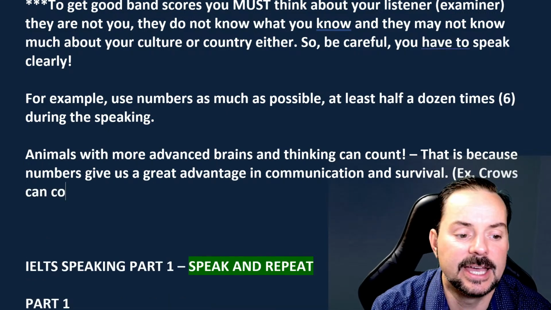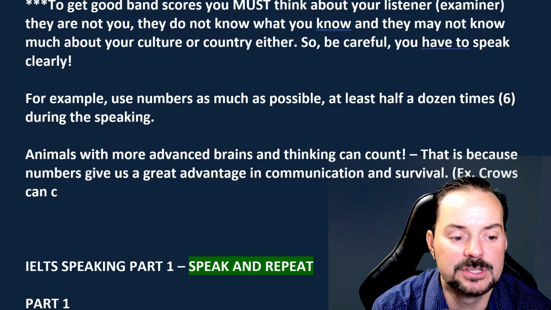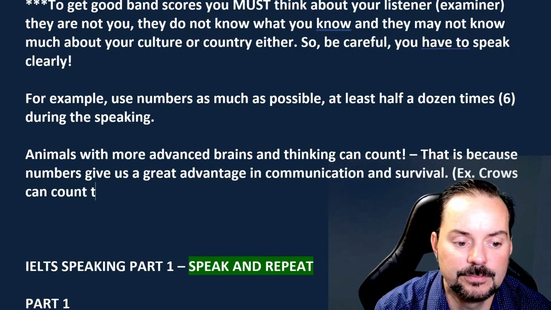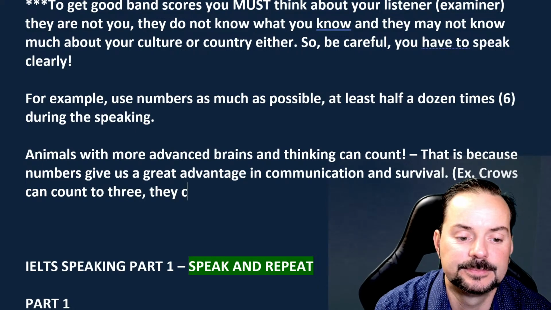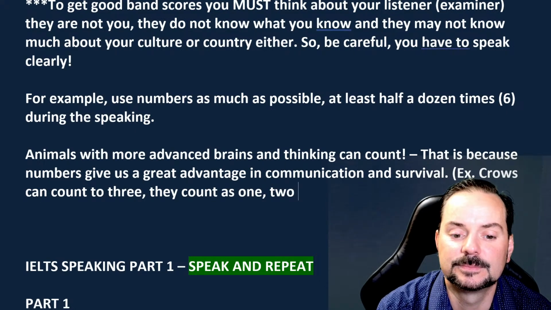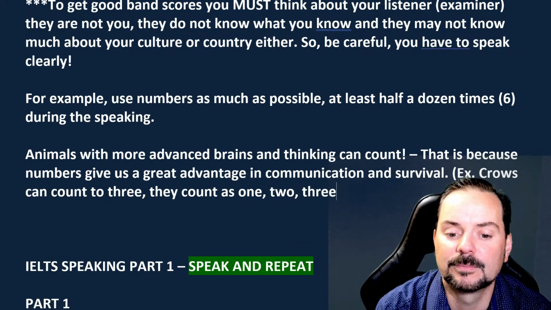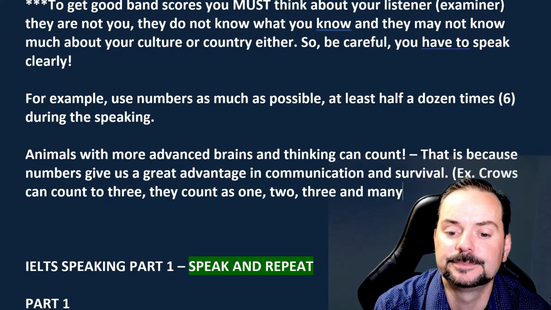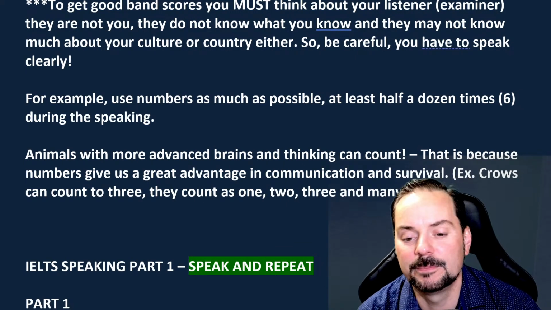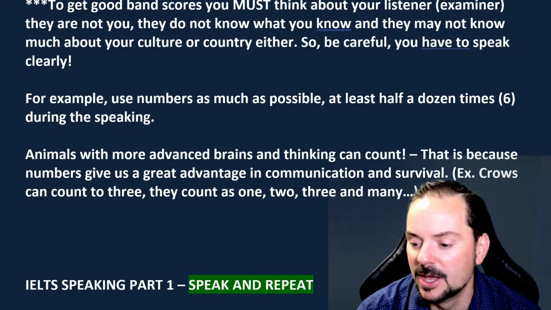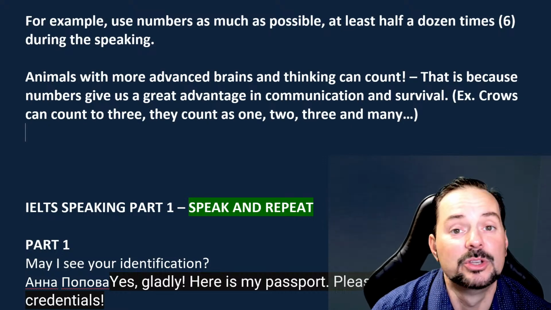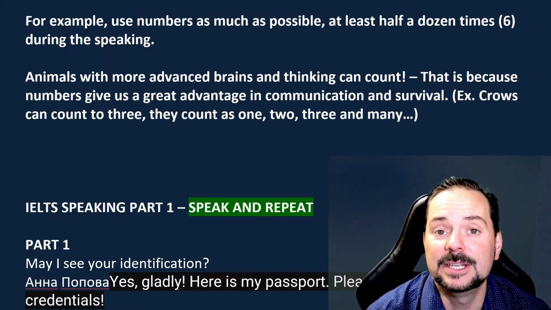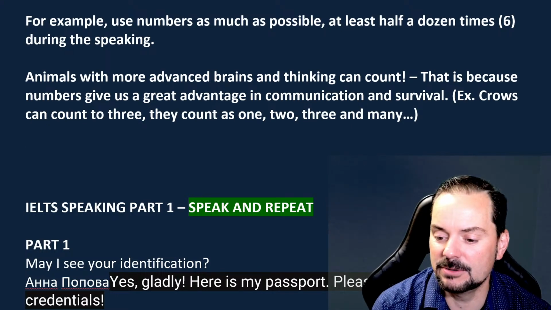Crows can count to 3. Scientists have discovered this. They count 1, 2, 3, many. Okay, obviously we are a bit better. We can count to millions, but crows can count to 3. You can do a little bit of Googling and find out how they discovered that crows can count to 3. Okay.